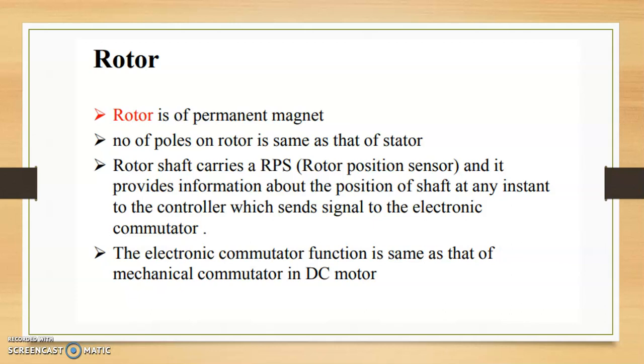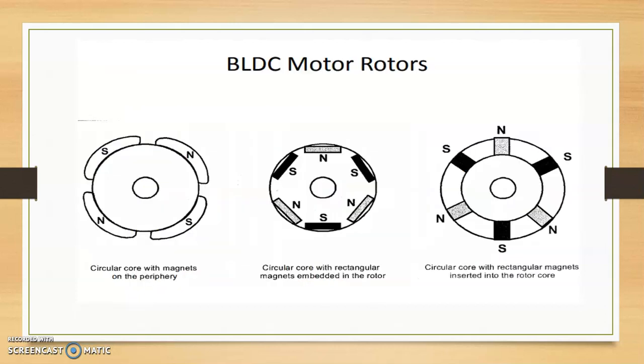We also have a rotor position sensor, which is used to find each position of the rotor, and normally in BLDC we prefer the Hall effect sensor. And the last part is the electronic commutator, simply the inverter circuit. So next, the BLDC motor rotor construction.